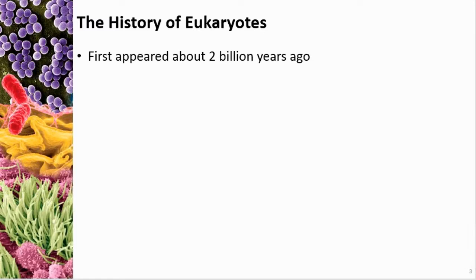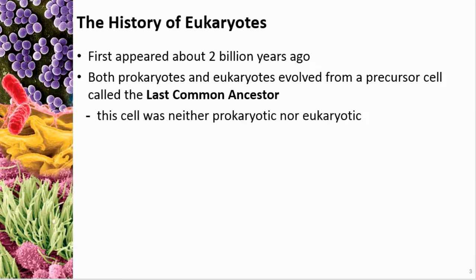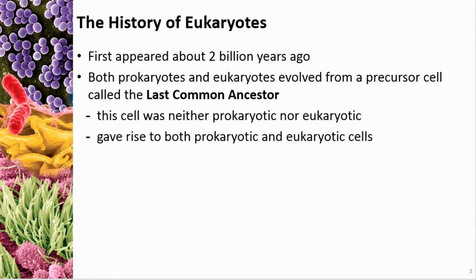So, eukaryotes have been around for about 2 billion years. That might be 1 or 2 years off. Who knows? Both prokaryotes and eukaryotes evolved from what they call the last common ancestor, and then you remember that the archaea branched off of the eukaryotic line, right? So whatever this supposed last common ancestor was, it was neither prokaryotic nor eukaryotic, but apparently must have had something in common with both, right? Because it gave rise to both.